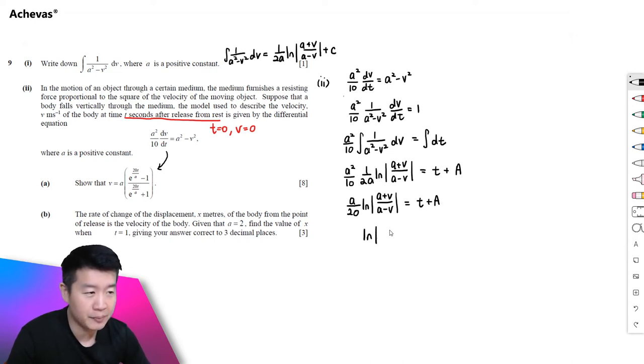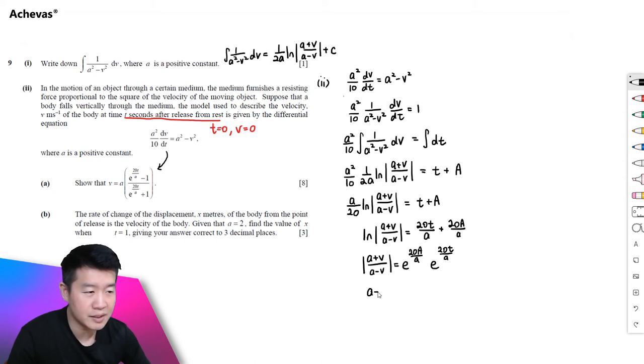Let me do a little bit more manipulation first. So we have ln of a plus v divided by a minus v equal to 20t over a plus 20a over a. Very nice, because 20t over a is what is happening here. If I remove this ln and bring it over to the other side, we have the modulus of a plus v divided by a minus v is e to the power of this, which I can also rewrite as e to the power of 20a over a times e to the power of 20t over a.